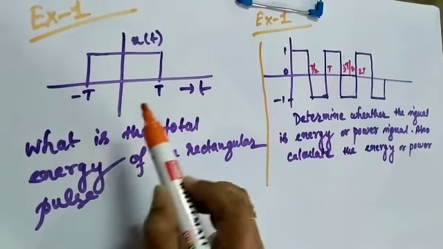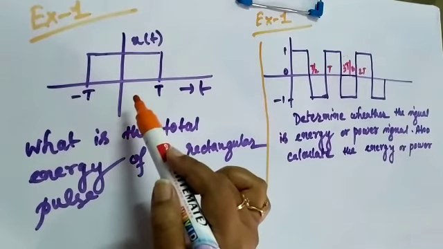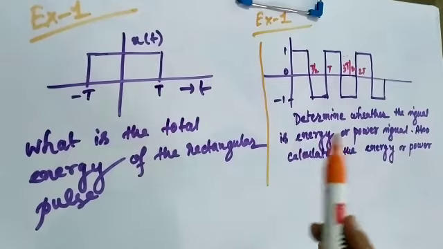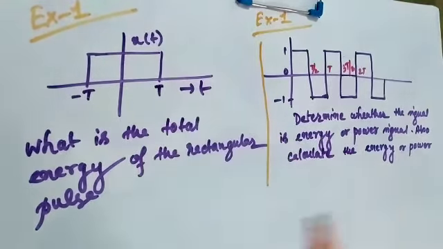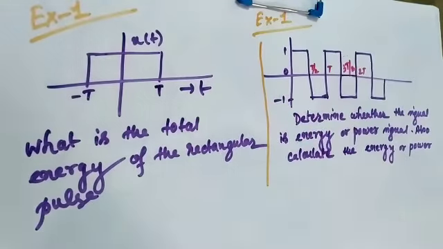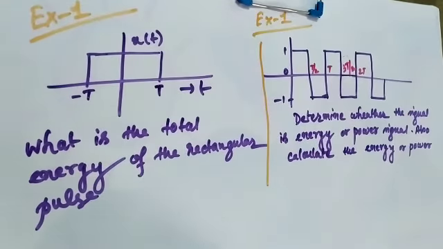So two exercises are given to you, solve them. One problem is a figure you can see here. For this figure, we have to find the total energy of this rectangular pulse. This is a rectangular pulse and you have to calculate its total energy. The parameters are given to you.